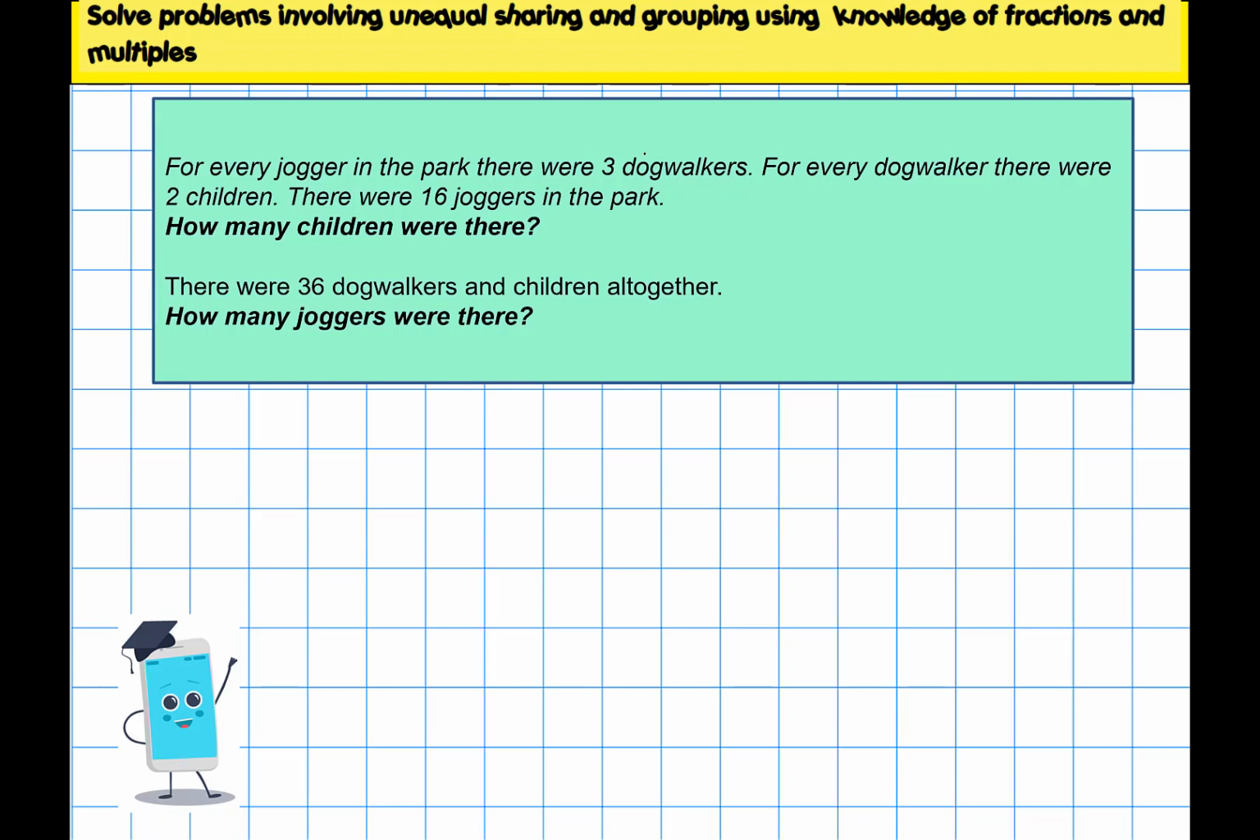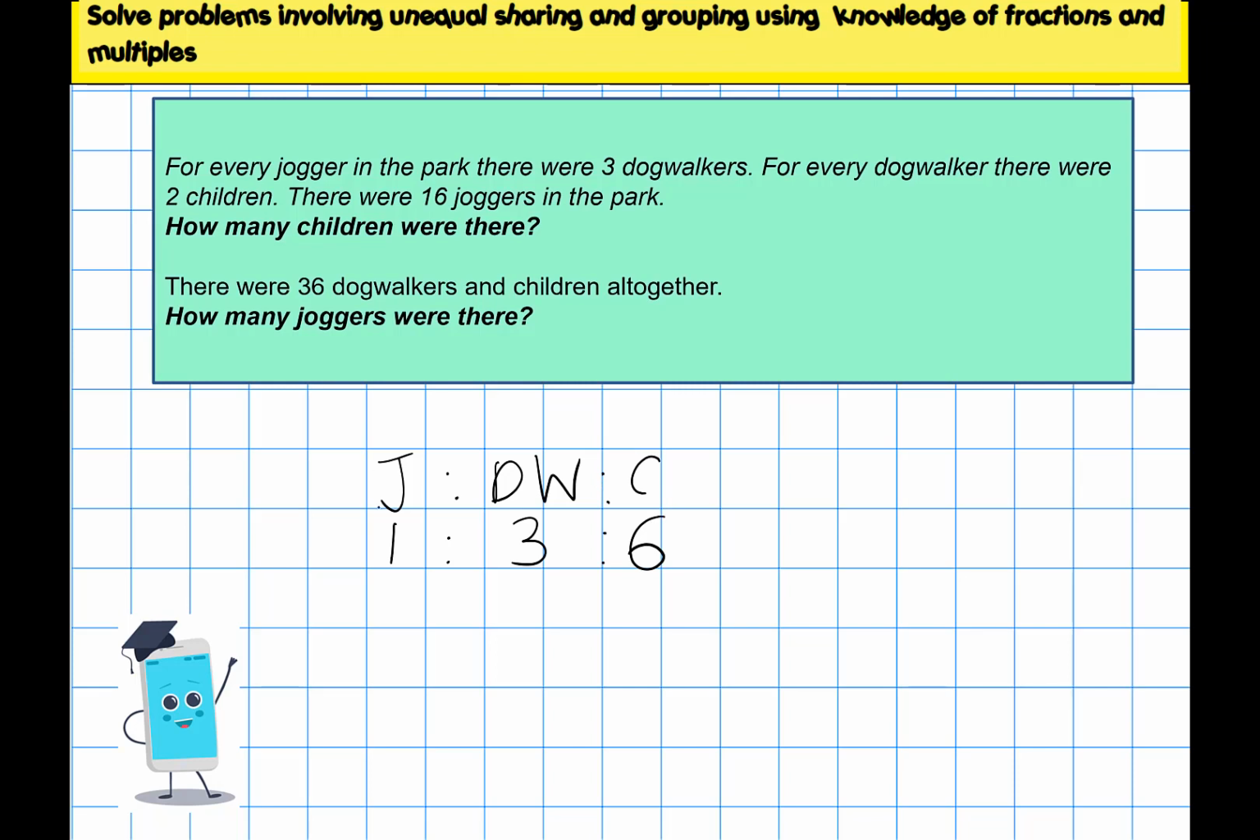Okay, there's a lot of information there. So try not to be intimidated when there's lots of information. Let's work through it step by step. For every jogger, there were 3 dog walkers. So I'm going to put J for jogger and DW for dog walker. For every jogger, so 1 jogger, there were 3 dog walkers. For every dog walker, there were 2 children. So if there's 3 dog walkers, there must be 6 children.